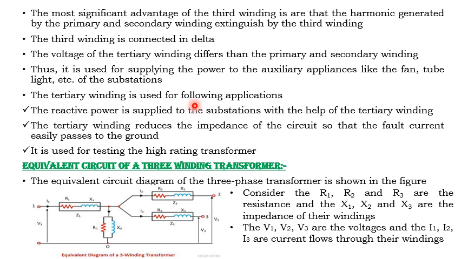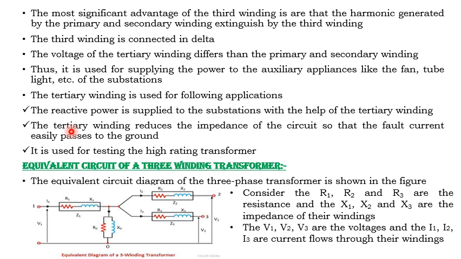Now, where can the tertiary winding be used? These are some applications of the tertiary winding. The first application is reactive power compensation. That is, reactive power is supplied to the substation with the help of the tertiary winding. So the tertiary winding can be used for reactive power control.